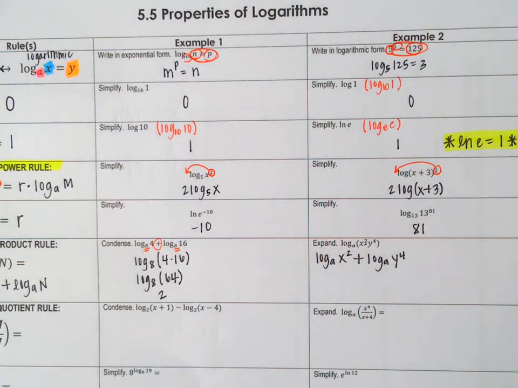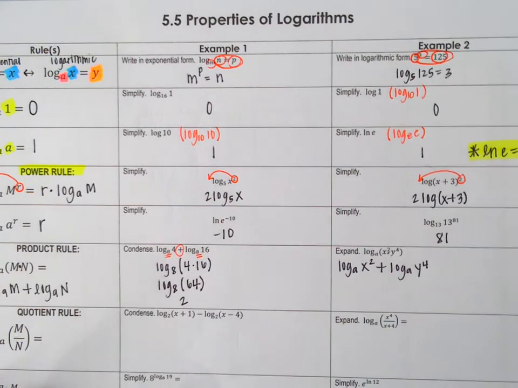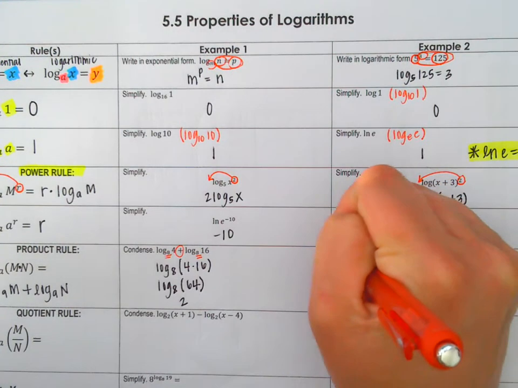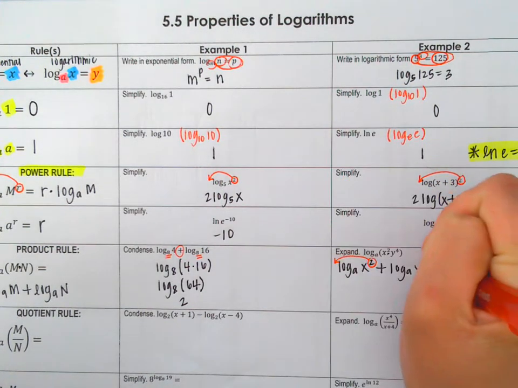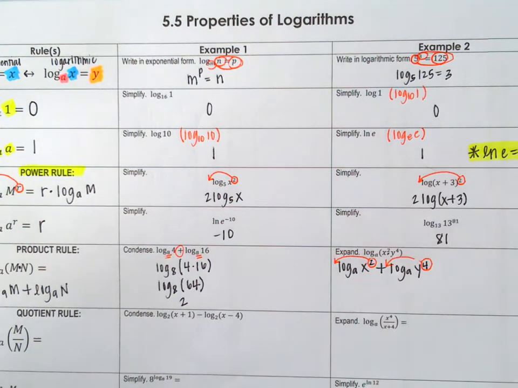Now we have one more thing that we can do. What's another rule that we can use to help us here? And if you're thinking power rule, you would be correct. So we can also apply the power rule, and we're going to talk more about the order of all the rules and stuff in the next video.